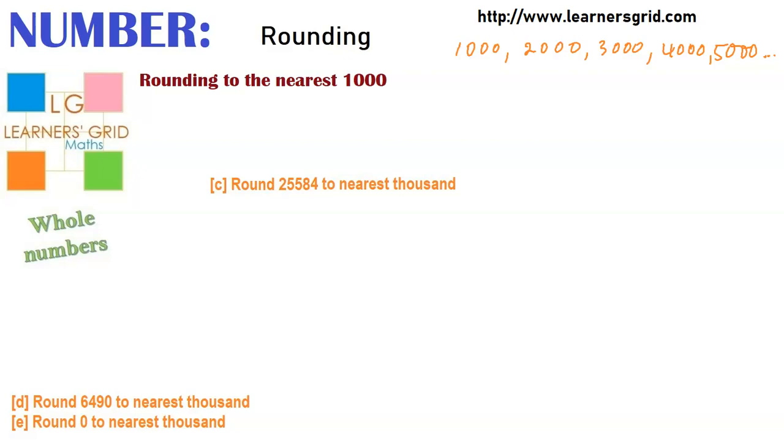For C, we are rounding 25,584. So where are the thousands? We've got units, tens, hundreds, thousands. Here it is, so this becomes our target digit. We look to see what to do with that digit by looking one place value to the right, which in this case is the hundreds. This becomes our indicator digit, one place value smaller.